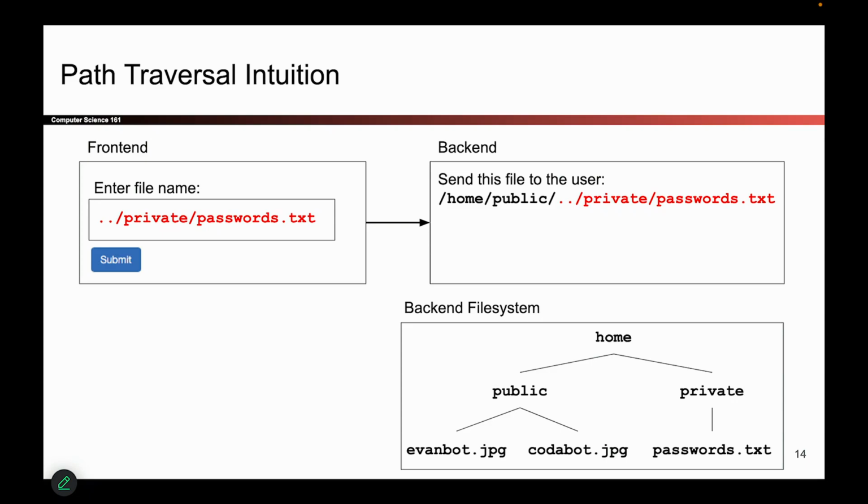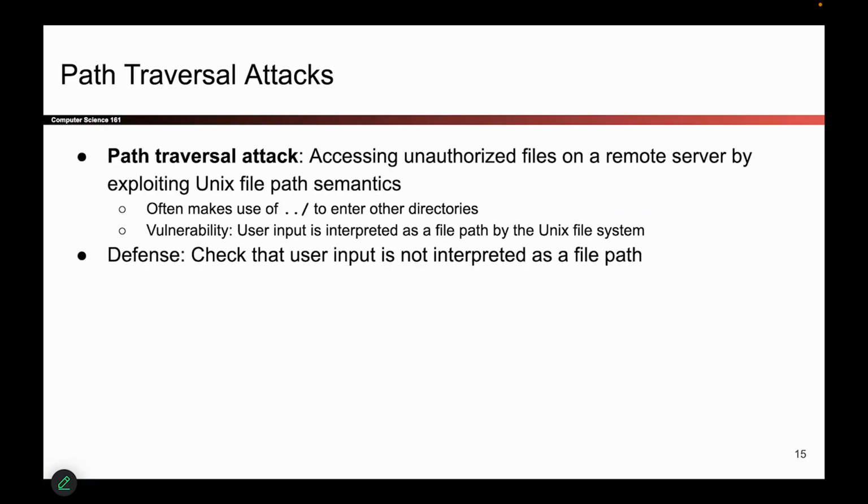That was not supposed to happen. The user was only supposed to get these public files, but by using that .. to their advantage, they were able to obtain the top secret passwords file. That's the intuition behind this attack. So we call this path traversal, and the idea is we are exploiting how file paths are parsed. And a very common trick is to use .. to go up directories and then go into other directories that you're not supposed to access. So that was an example that we saw earlier.